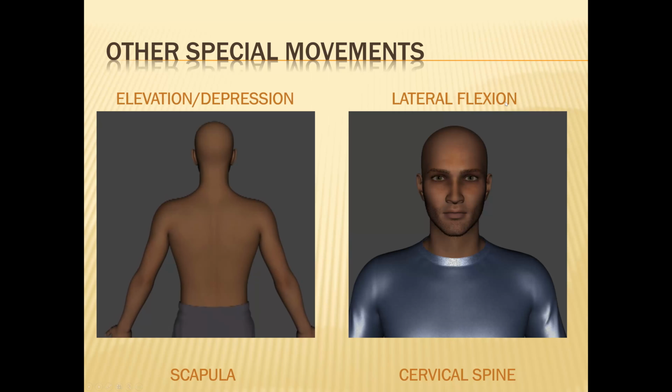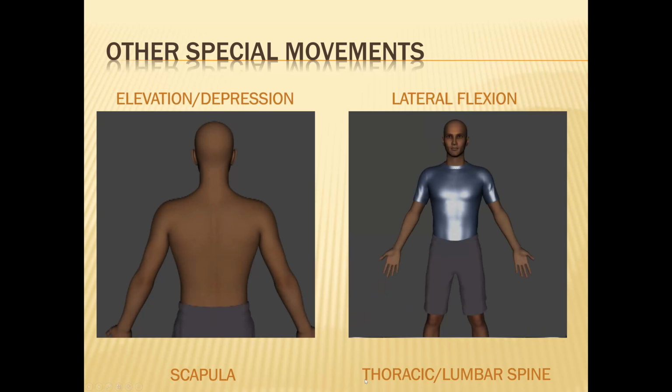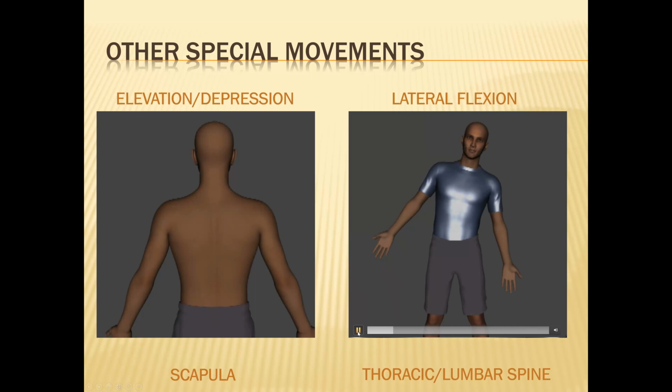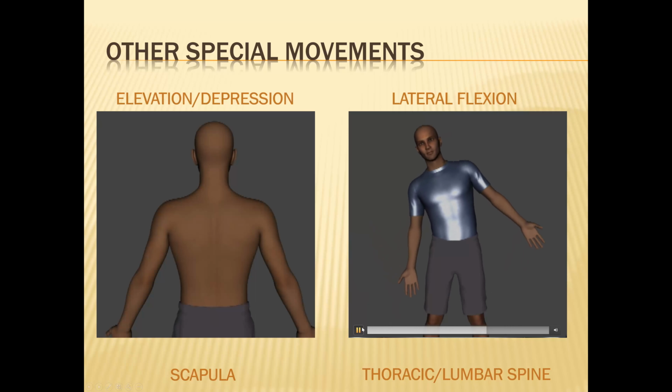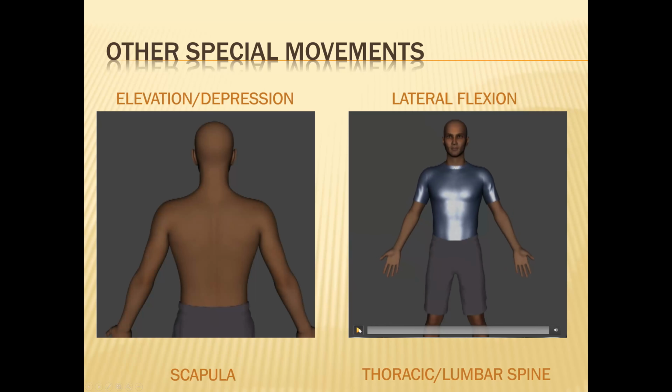And then with lateral flexion, I'll show you first in the cervical area, so your neck region. Lateral flexion would be bending your head left and right like this. But you can also have lateral flexion in the lower areas of your vertebral column. If you were to bend your whole body to the left or the right like this, that is lateral flexion using your thoracic and lumbar spine.